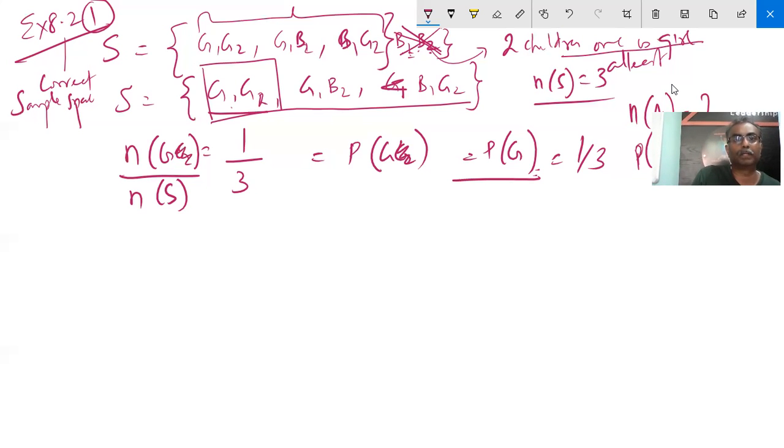How many are both girls? This is girl, this is also girl. Is this girl? This is also girl. No, no. This is girl, this is also girl. No, so this is not there. This is not there. Only this outcome is our favorable outcome.